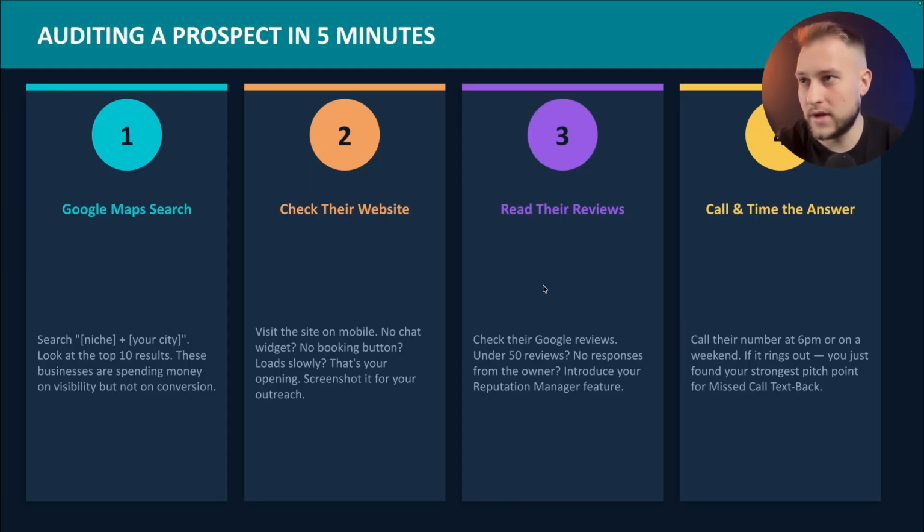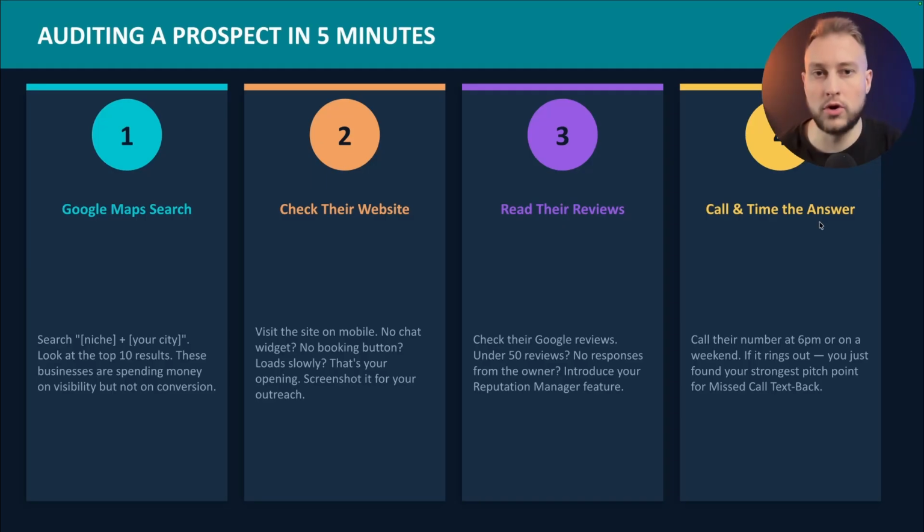Also, you can read their reviews, check their Google reviews: under 50 reviews, no responses from the owner, introduce your reputation management feature. And you can pitch them that, because usually you will see they have under 50 reviews, no responses from the owner, they are lacking at this, and probably the owner doesn't have time to manage this on their own. Then you can obviously call and time the answer.